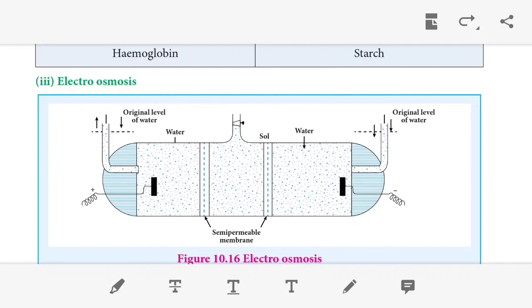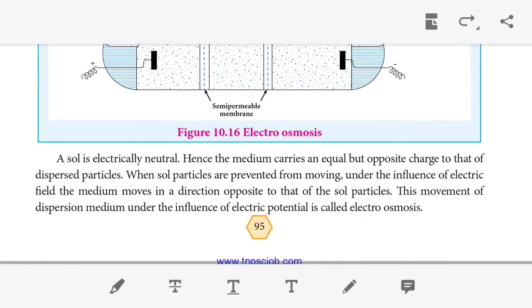The medium moves in the direction opposite to the sol particle. That is, this movement of the dispersion medium under the influence of the electrical potential is called electroosmosis. What is this? The movement of the dispersion medium, look at the diagram. The movement of the dispersion medium under the influence of electrical potential is known as electroosmosis. Okay.